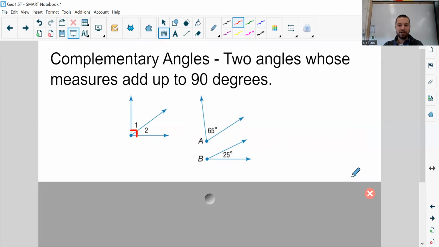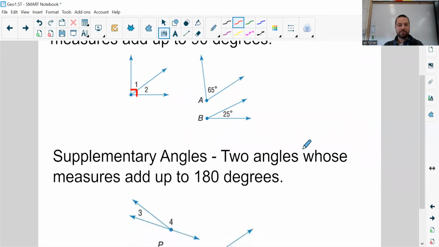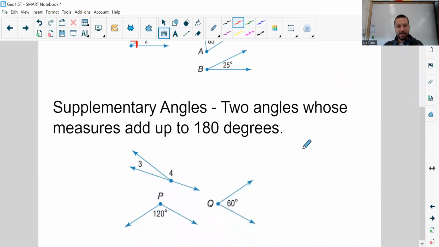What? Someone said it. I heard it. Supplementary. Okay, so supplementary angles are two angles that add up to 180 degrees. It can be a linear pair, or it doesn't have to be, right? So we can see 3 and 4 are a linear pair, right? So they're supplementary, right? But they could also be separate angles. P and Q are also separate angles, okay? So it's just two angles that add up to 180.